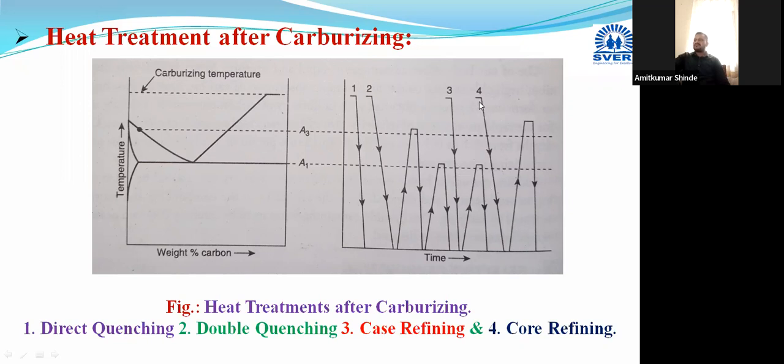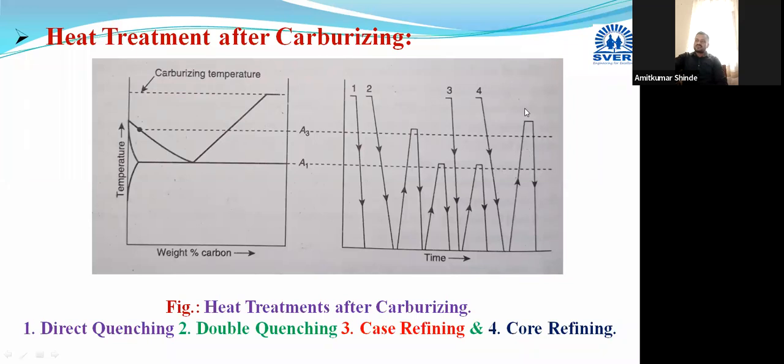Then the fourth, core refining, is done. In this, the component is collected, slowly cooled to room temperature, and heated again above the upper critical temperature, that is above A3, and then it is slowly cooled. During this, we will end up with ferrite at the center, and it will improve the toughness at the center.